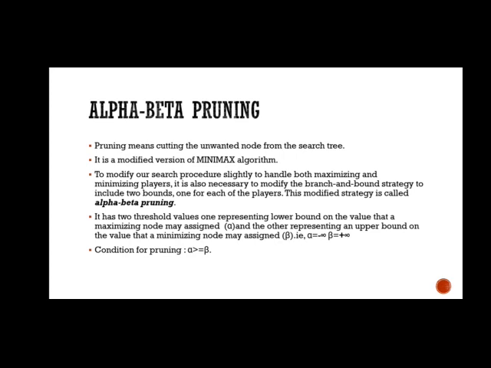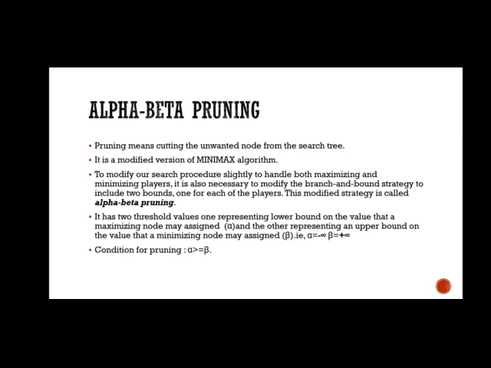To modify our search procedure slightly to handle both maximizing and minimizing players, it is necessary to modify the branch and bound strategy to include two bounds, one for each of these players. The modified strategy is called alpha beta pruning. It has two threshold values. The first represents the lower bound on the value that a maximizing node may be assigned, and that is indicated by alpha.